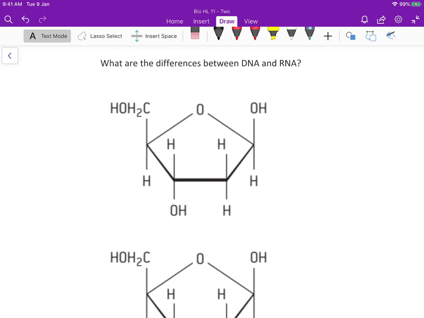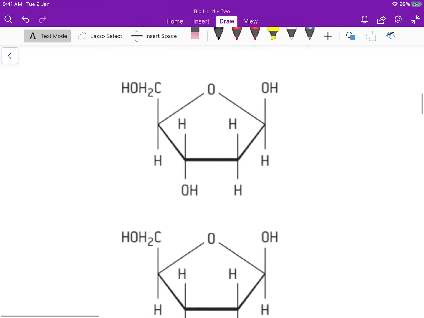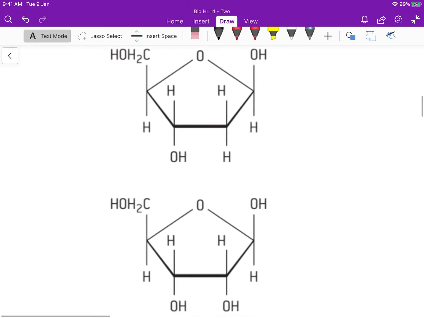So what are the differences between DNA and RNA? Down here we have 2 pictures. See if you can spot the difference. What's the difference between those? Which one is the sugar that makes up deoxyribose nucleic acid, and which one makes up ribose nucleic acid, and why?